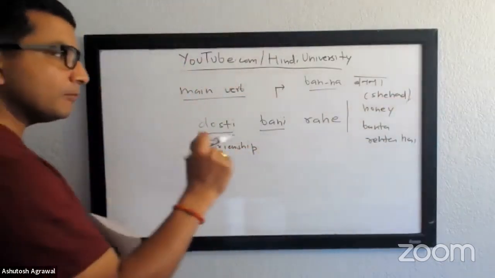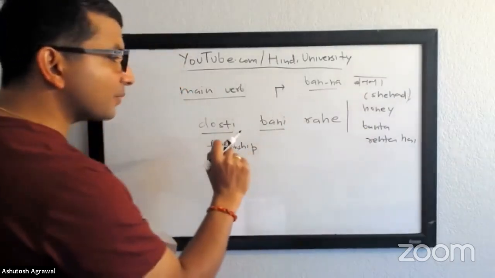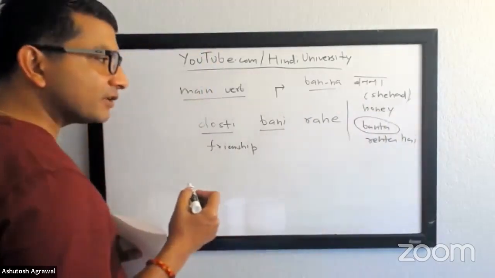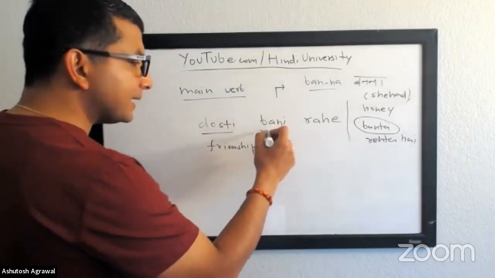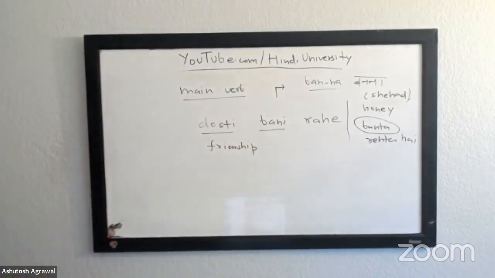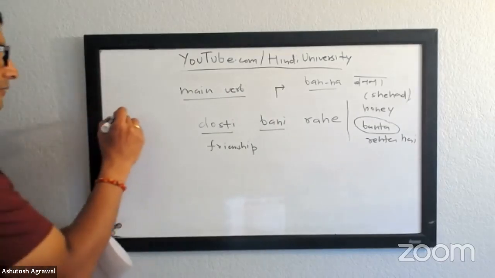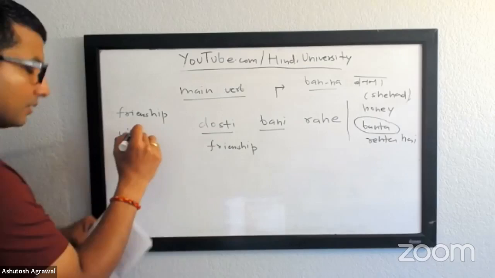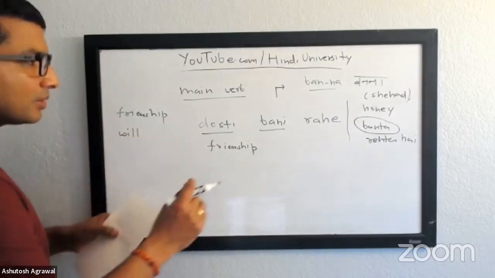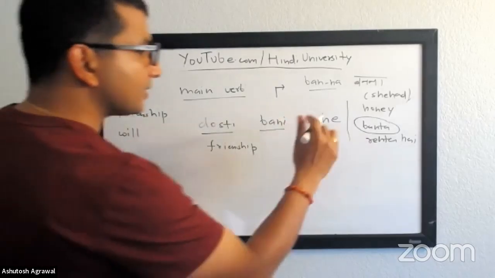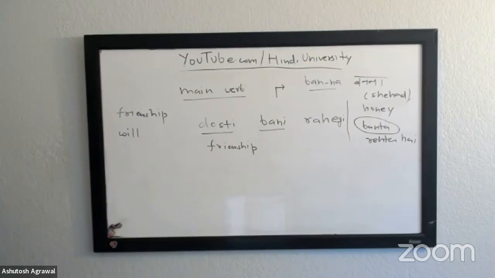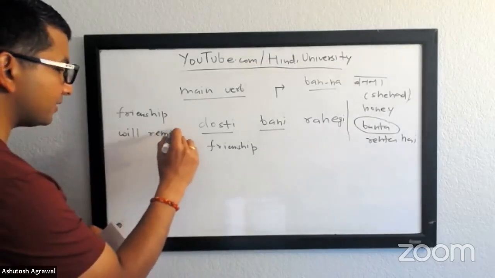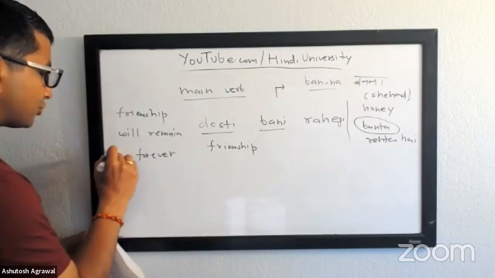The same verb can be used for friendship also, but in this one you will not use the imperfective form. You are saying "dosti bani rahe". What you're implying here is that their friendship will remain made forever. So it's "dosti bani rahegi": friendship will remain forever. Actually, the "made" is sort of there, but in English you will not say it.